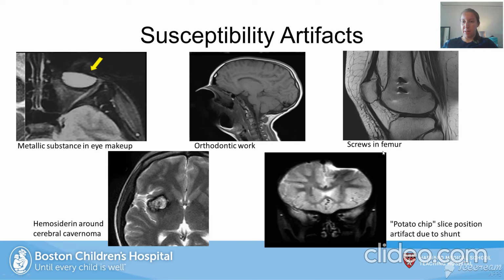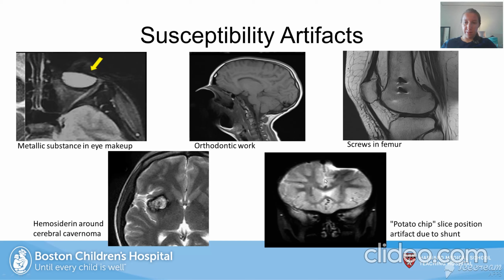Over here, you have screws in the femur, so you can see these weird-looking holes here. Just something to be aware of. Then there's something like hemosiderin around the cerebral cavernoma in the brain, so you have some signal loss occurring here.